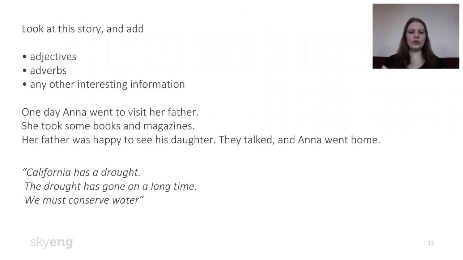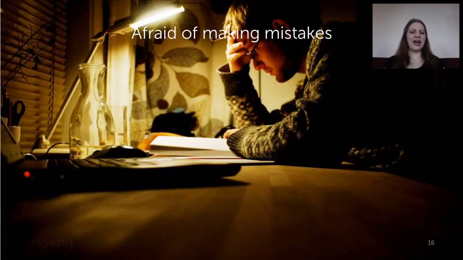Another thing that you can do is work on the sentence structure. Again, you give your students some very simplistic sentences. For example, we have here, California has a drought. The drought has gone on for a long time, and we must conserve water. And you ask them to combine these 3 sentences into one to improve the text. The ideal answer you're expecting should be: California's drought has gone on for several years, and the time has come for Californians to conserve water. Once you've done a couple of these, you will see that the sentence structure should improve.